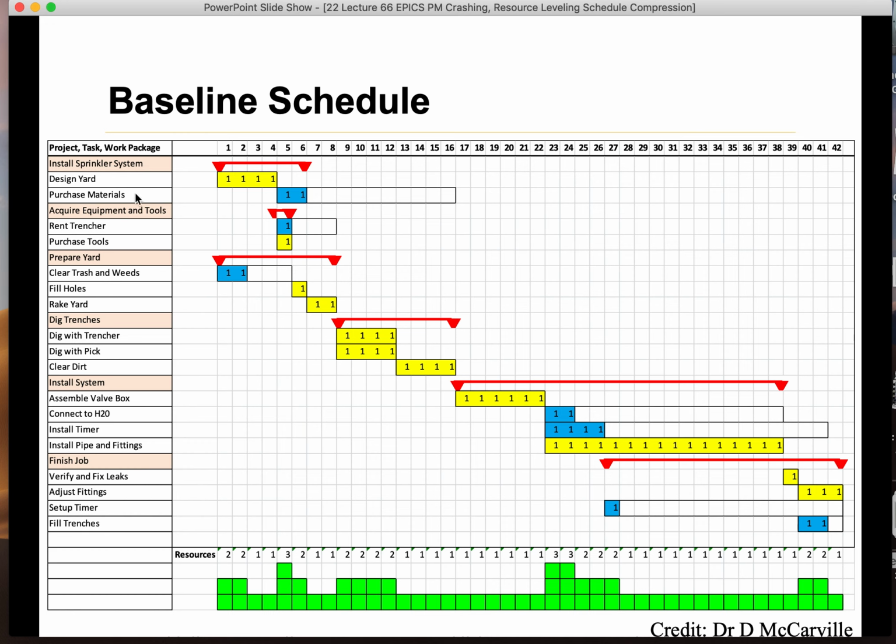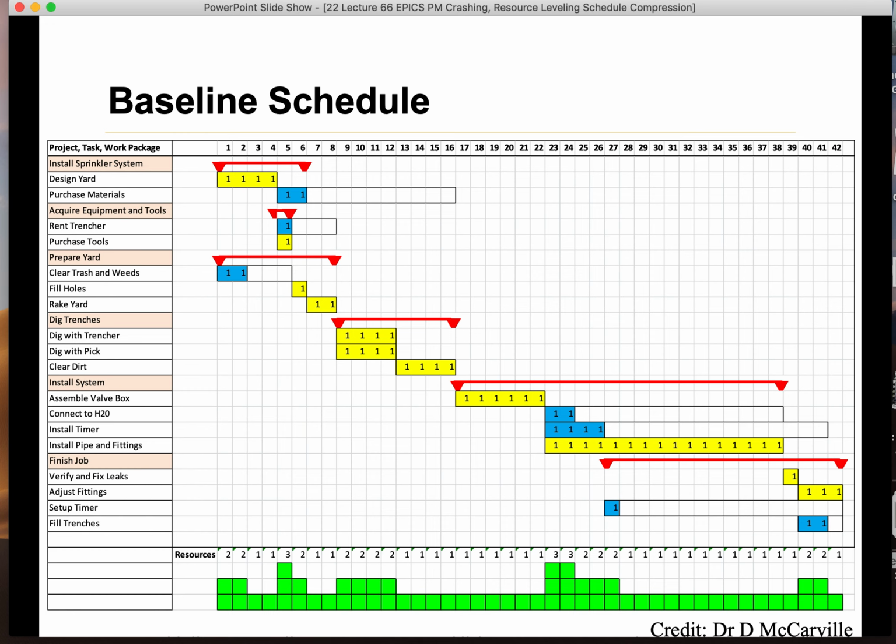As I mentioned before, the masters, the colored ones, don't have any activity duration associated with them because they are just an umbrella, a grouping method. But here you will see that designing the yard takes 4 days. So somebody needs to do this in one day, and then this block, one day, and then this block another day, and then this block another day.